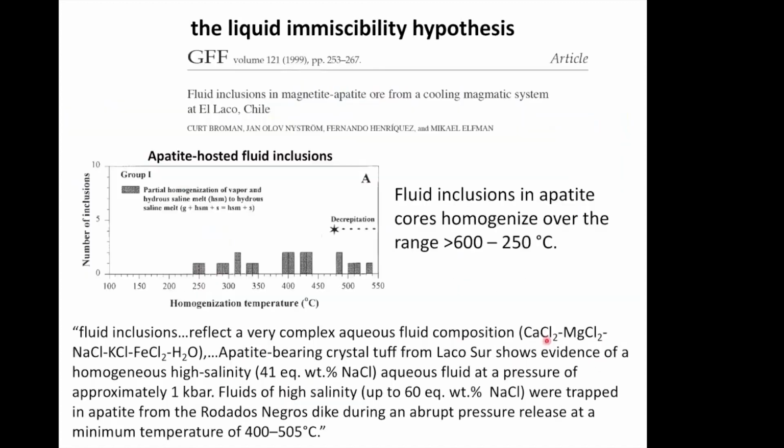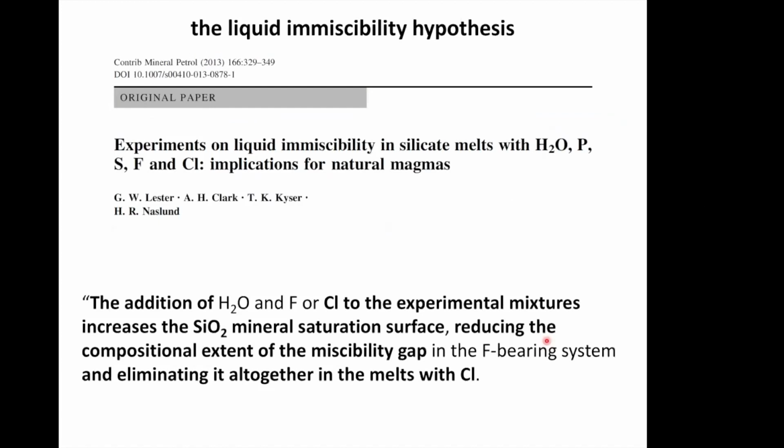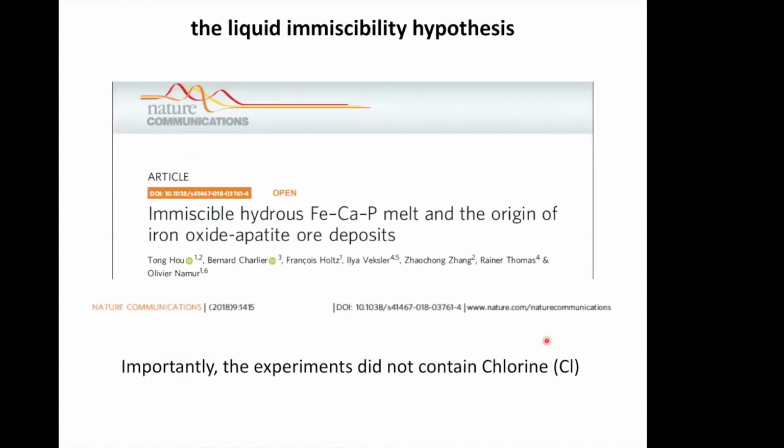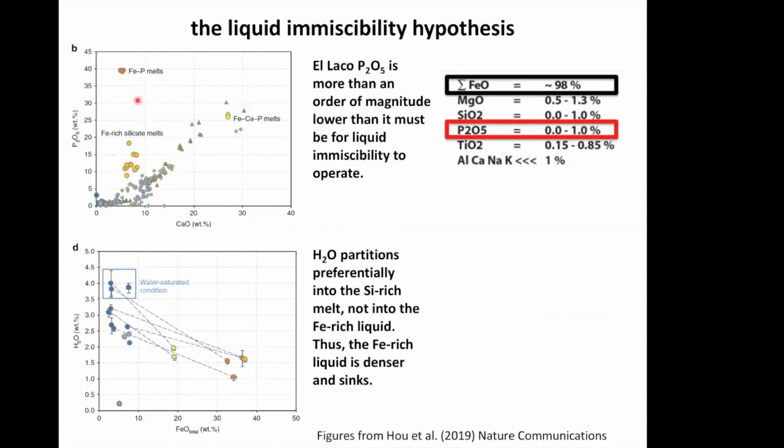So again, chlorine eliminates liquid immiscibility. There's no phosphorus in the deposit. And here we have what is otherwise a great laboratory study. That laboratory study shows, if we look at the top left, that in order to have an immiscible liquid enriched in iron and phosphorus, you need to have as much as 40 weight percent P2O5. So this is 40 weight percent that the experiments require, and the system contains less than 1%.